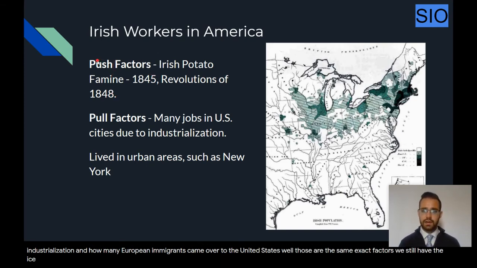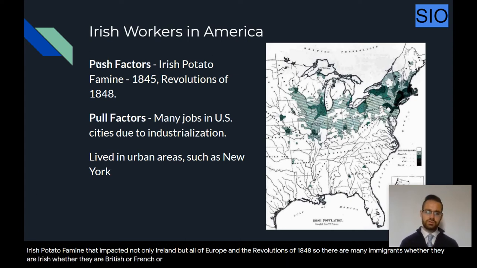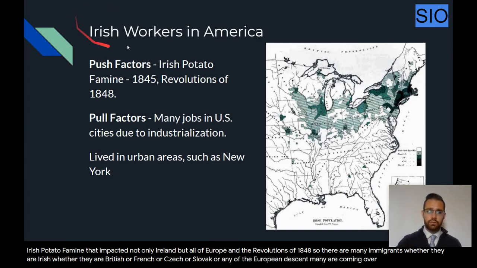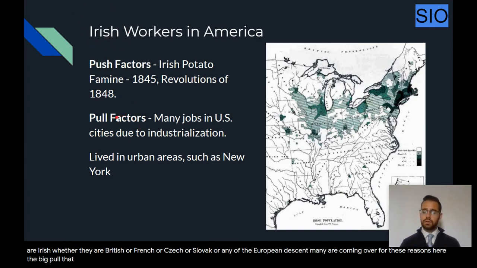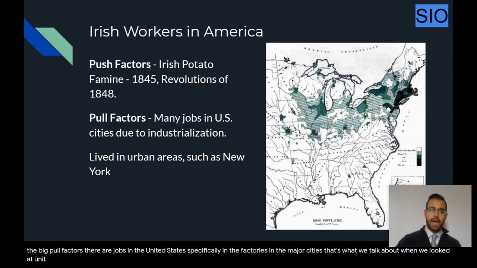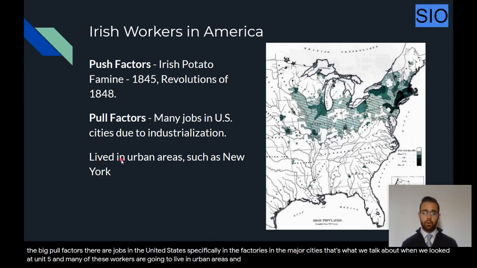We still have the Irish potato famine that impacted not only Ireland, but all of Europe, and the revolutions of 1848. So there are many immigrants, whether they are Irish, whether they are British or French or Czech or Slovak or any of the European descent. Many are coming over for these reasons here. The big pull factors, there are jobs in the United States, specifically in the factories in the major cities. That's what we talked about when we looked at Unit 5. And many of these workers are going to live in urban areas and create their own ethnic neighborhoods.